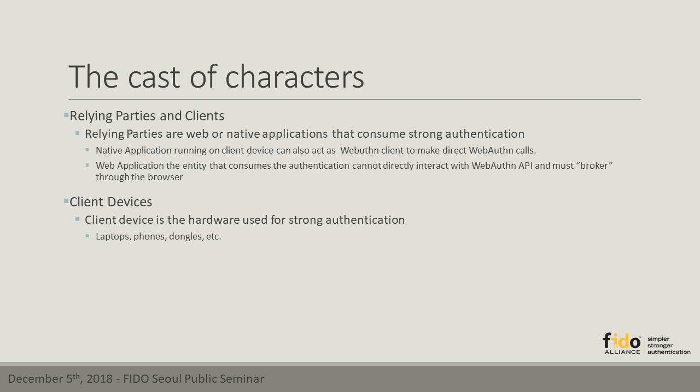So to understand the specifications, I'll take you through what I would call the cast of characters. These are things that you need to understand as far as the specifications are concerned. We have relying parties and clients. Relying parties are web or native applications that actually consume the strong authentication. Native applications running on a client device can also act as a WebAuthn client to make direct calls to WebAuthn, which once again is the JavaScript API. Web applications that consume the authentication cannot directly interact with the WebAuthn API. They must broker through a browser. So the browser would be the way that these would actually happen.